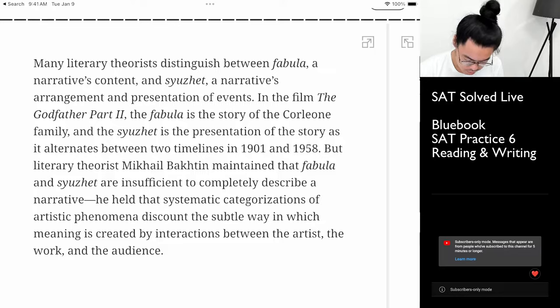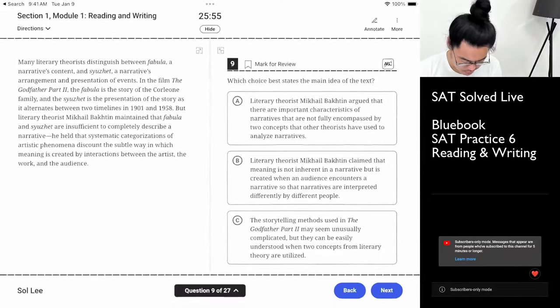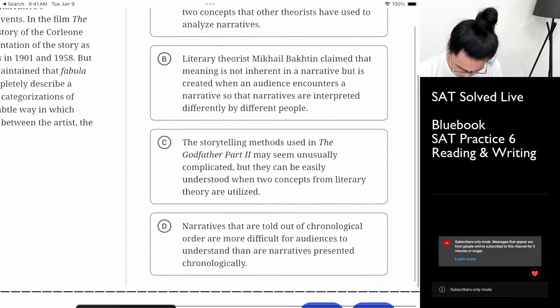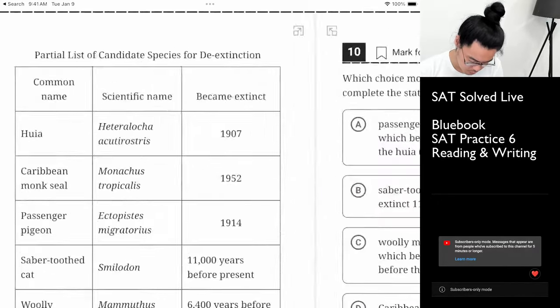Fabula and syuzhet. Oh, what? I don't even know these terms. I'm a failed literature major. Okay, I don't know these terms. Okay, the content and the arrangement, the presentation. Sure. Content and form. Fabula is the family story, and the syuzhet is a presentation between two timelines. Okay, so Bakhtin is saying these two are not good enough, sure. Main idea is that Bakhtin is saying these two are not good enough. So A or B, and then, yeah, that is A. All right, there we go.